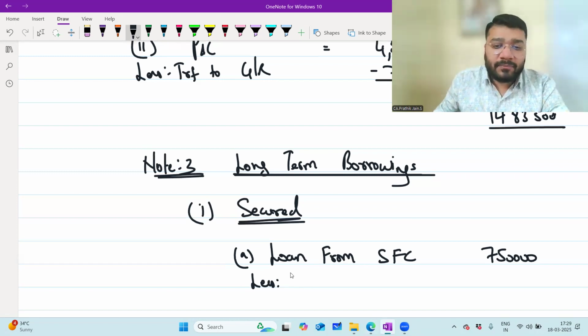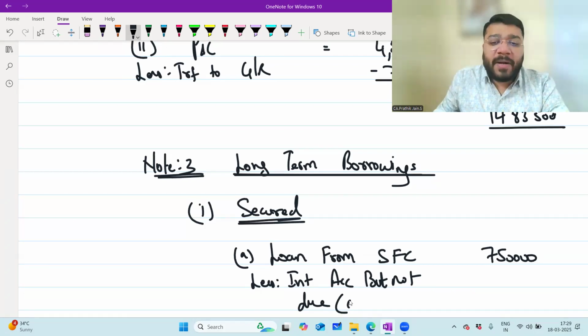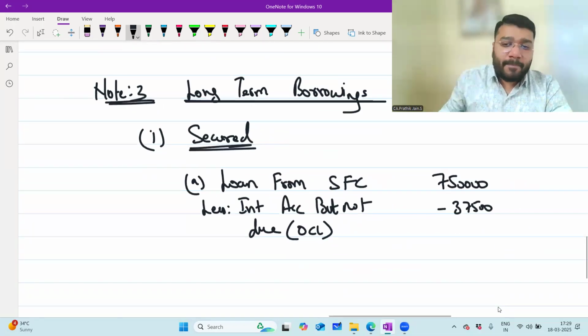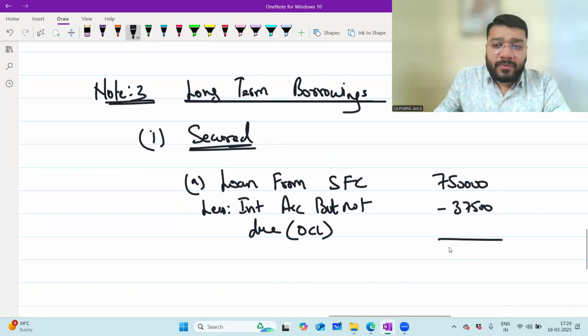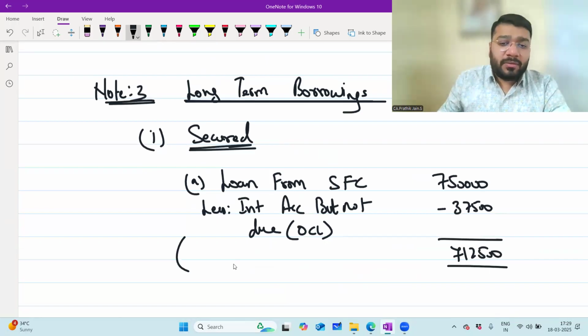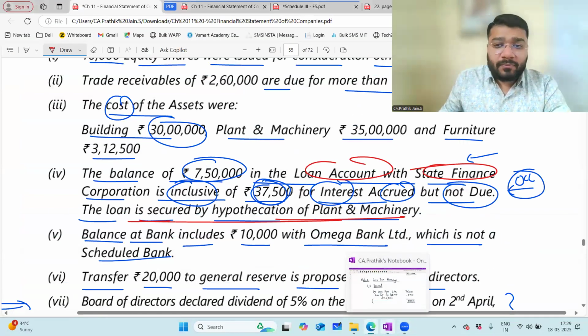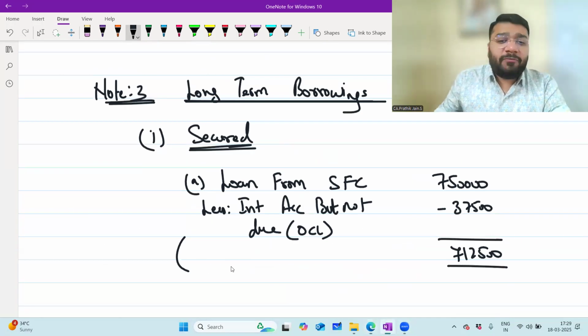Less interest accrued but not due, which is part of other current liability. How much is it? 37,500. So what am I left with? 7,12,500. You have to give a note here. Loan is secured by hypothecation of plant and machinery.